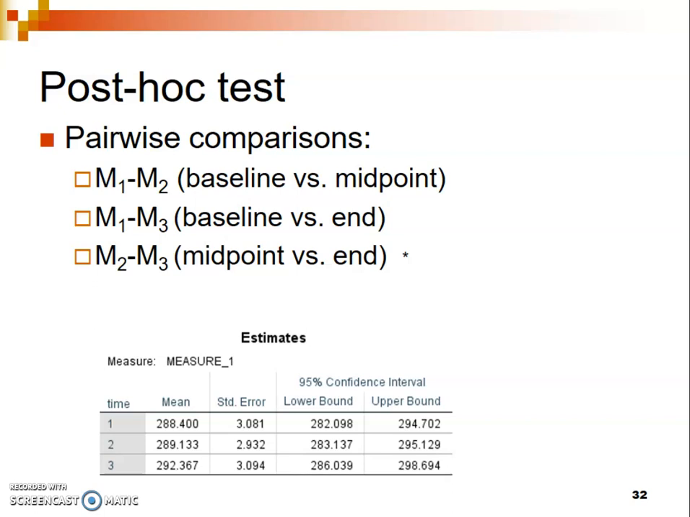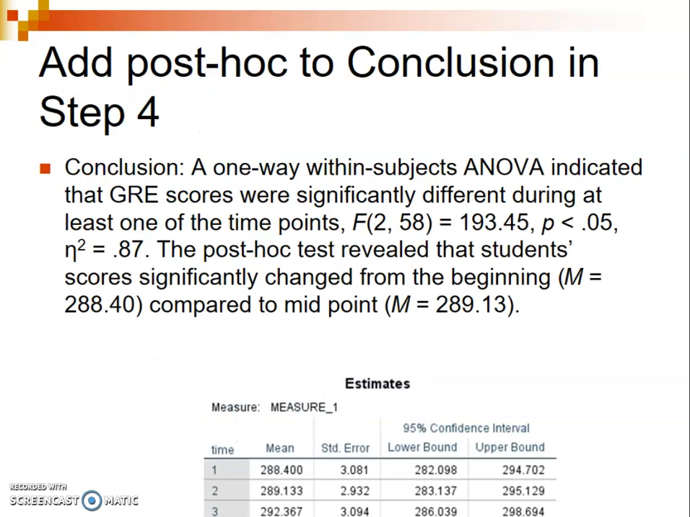So we're going to go ahead and add the pairwise comparisons interpretation to the end of our conclusion. So let's add that first one. So I would just add a separate sentence for each of these pairwise comparisons. This is just an example of how you can report this, but I said that the post hoc test revealed that students' scores significantly changed from the beginning, and there was the mean. We just talked about where to find that, but there it is. There's the mean at that beginning time point, and compared to the midpoint, and there was the mean for their midpoint. So that is reflecting that first pairwise comparison.